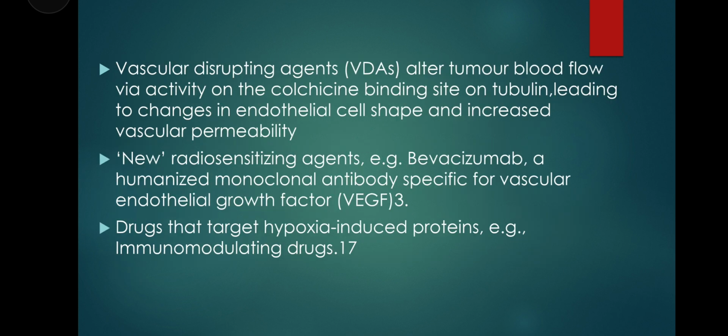in vivo. Vascular disrupting agents alter tumor blood flow via activity on the colchicine binding site on tubulin, leading to changes in endothelial cell shape and increased vascular permeability. New radiosensitizing agents, example bevacizumab, a humanized monoclonal antibody specific for vascular endothelial growth factor. Drugs that target hypoxia-induced proteins, example immunomodulating drugs.